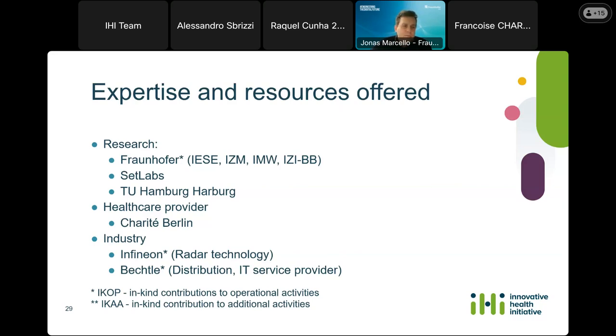And then we're working at the moment with Infineon, who will supply us with radar technology, and Bechtle, who will be part of the distribution as an IT service provider. Next slide, please.